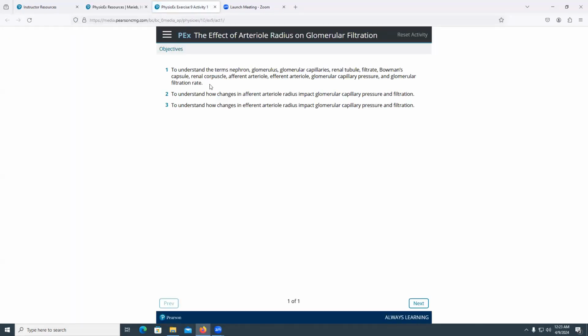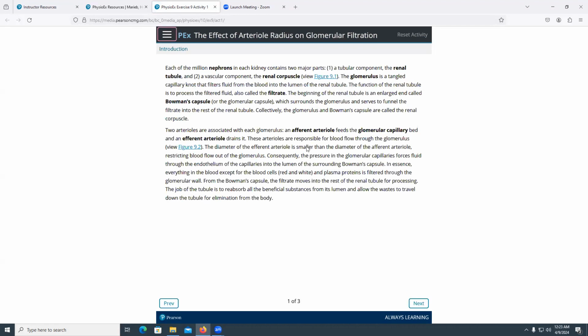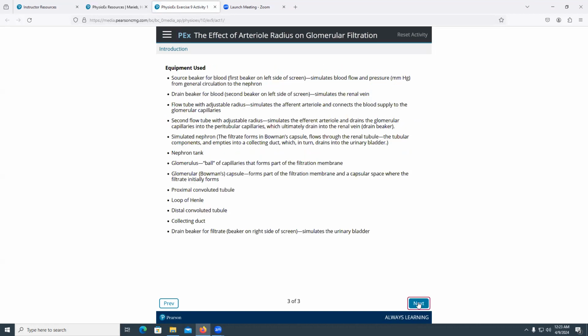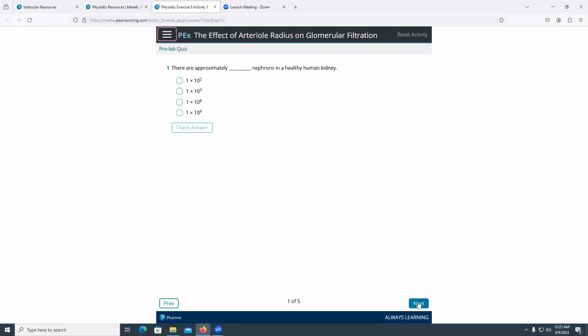The objectives are to understand the terms: what a nephron is, the glomerulus and the glomerular capillaries. And we must understand the renal tubules, what the filtrate is, and the Bowman capsule. We have discussed all of that in class. So let's get to the experiment.